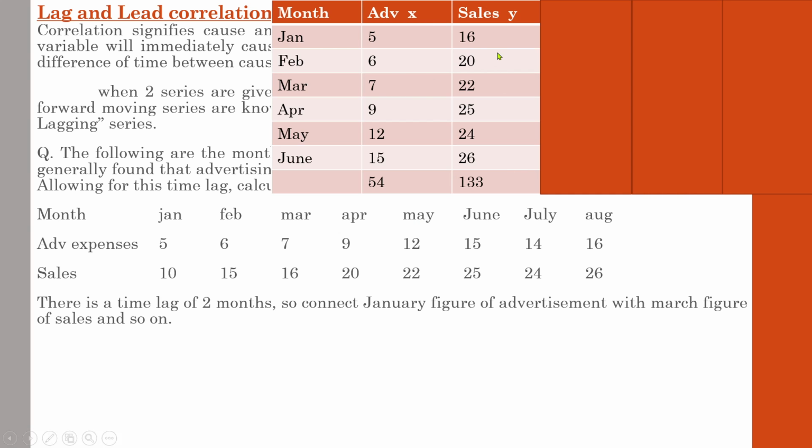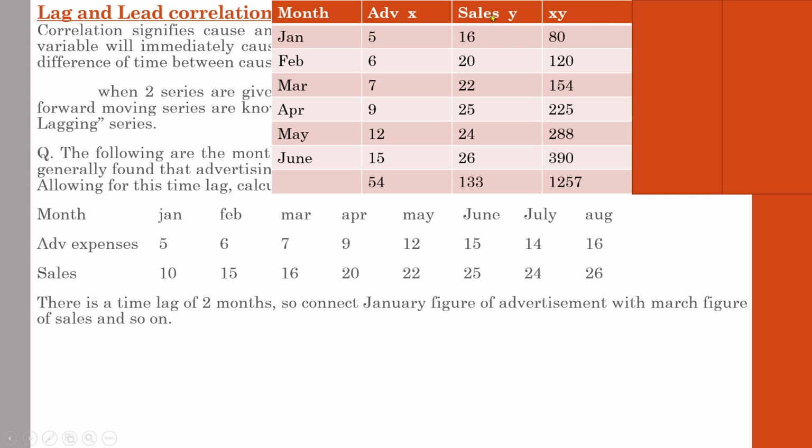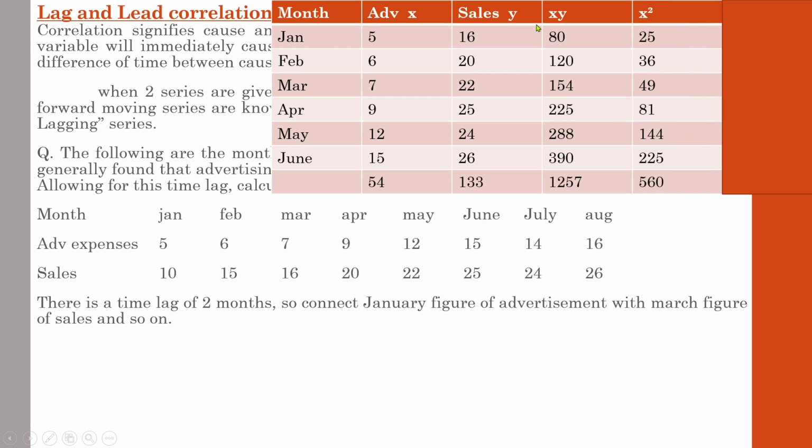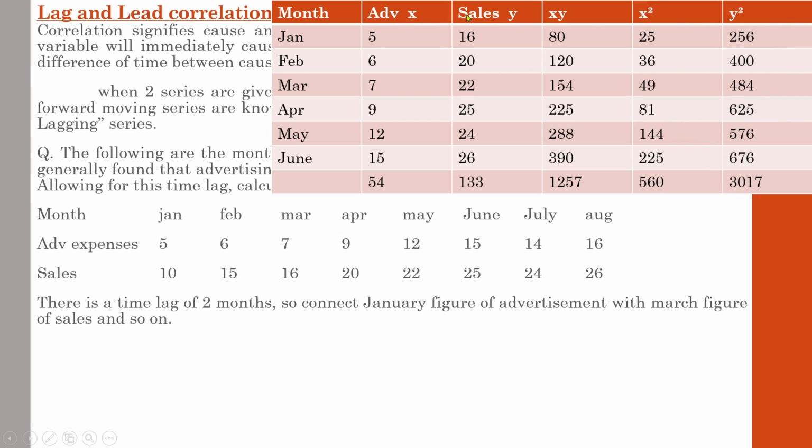Once you have found x and y, the remaining is the same. X square: take the square of this one. XY: you know how to find xy, just multiply these two values. And finally y square, the square of this one. Take the totals and substitute them in any of the equations you like. We have learned numerous equations, so you can take any equation depending upon your requirement. On the basis of the details we have written here, you can use this one.